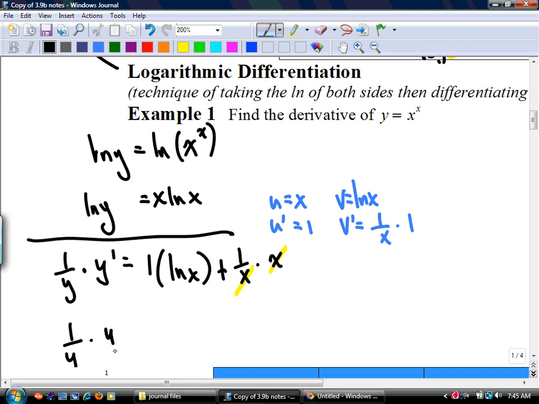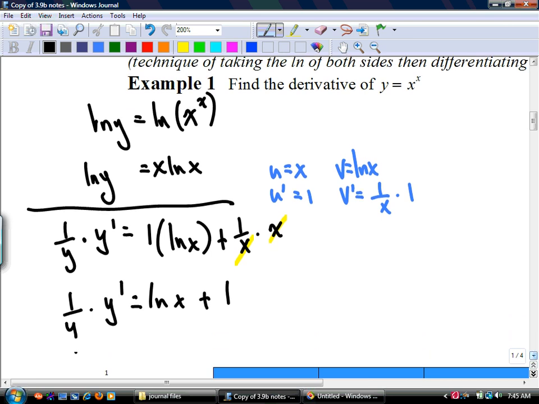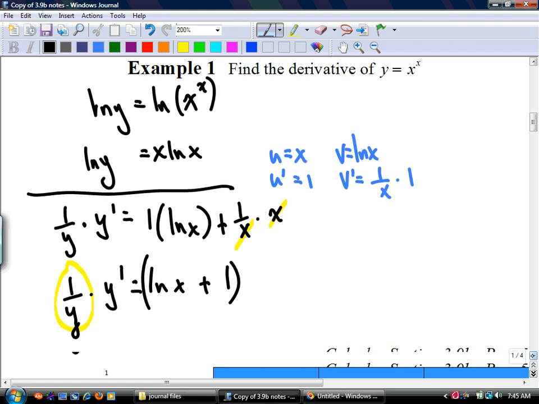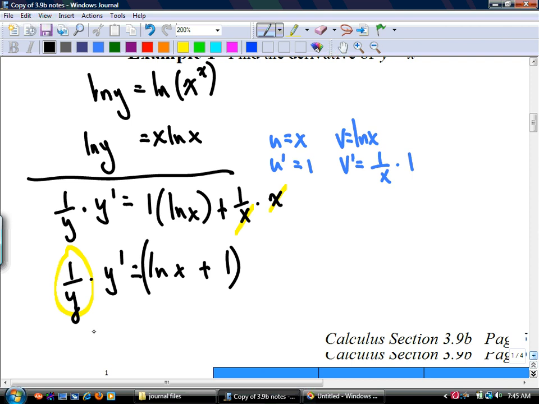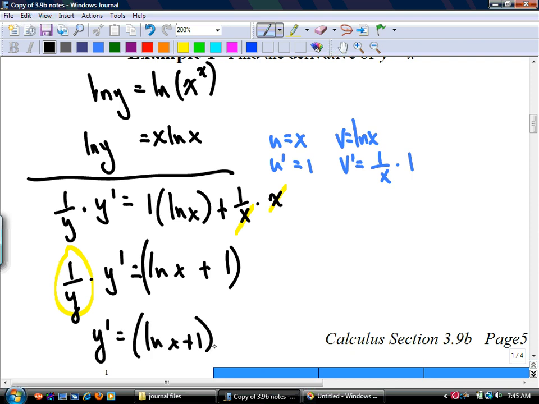Yeah, sort of. Would we agree to that? Okay, we want y prime equals. Who's got to move? The y. This has got to move. So you get y prime equals bracket ln x plus 1 bracket times y.